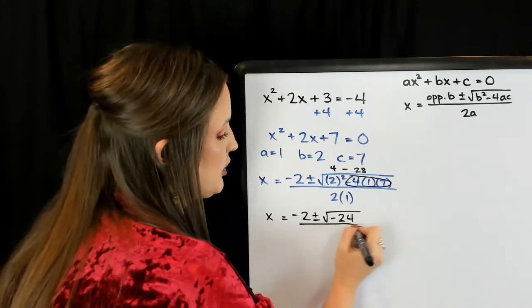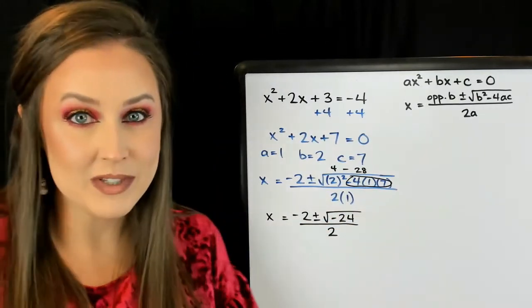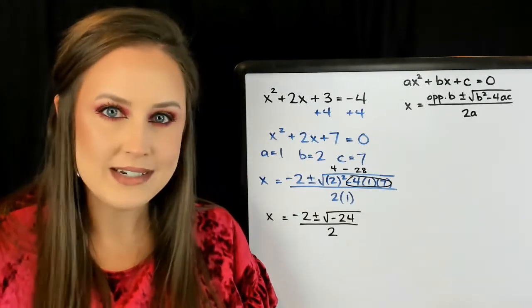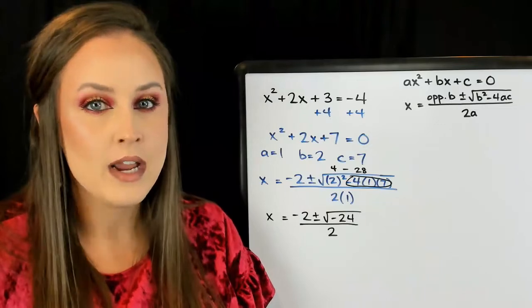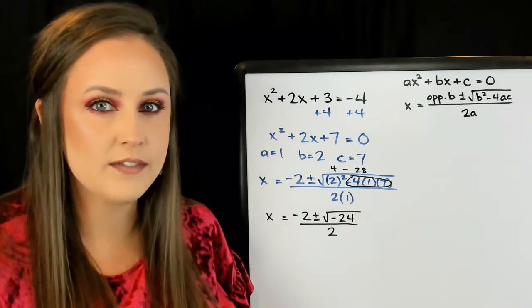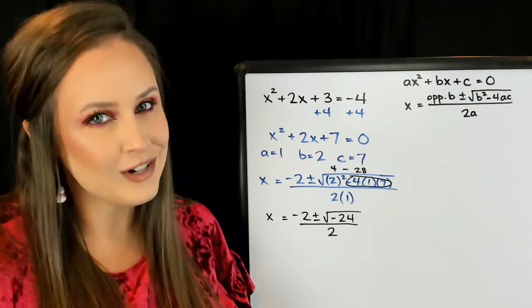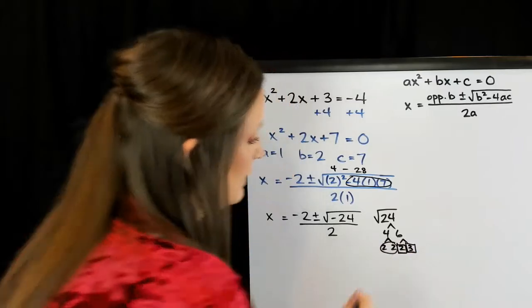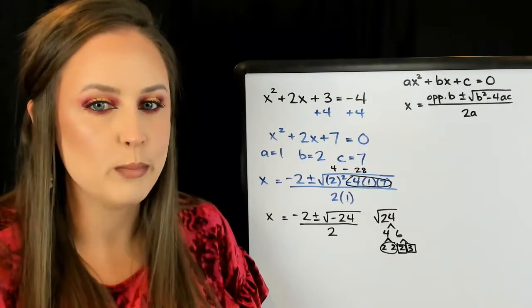24 all over 2. Now, if you were to type the square root of negative 24 into a calculator, you'll get something that says error or syntax or domain error, something like that, because you can't square root a negative. So what I'm going to do is break down the 24 as if it were a root positive 24, and then I'll tell you how to deal with the negative. Just going through this quickly because I've gone over it in previous videos.